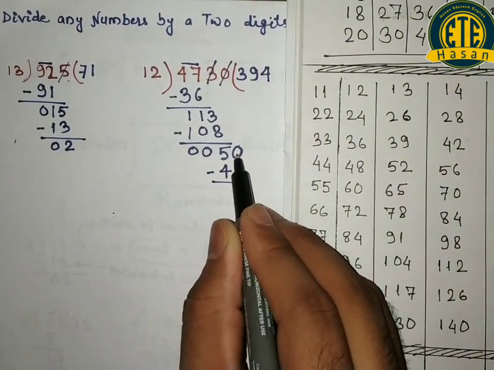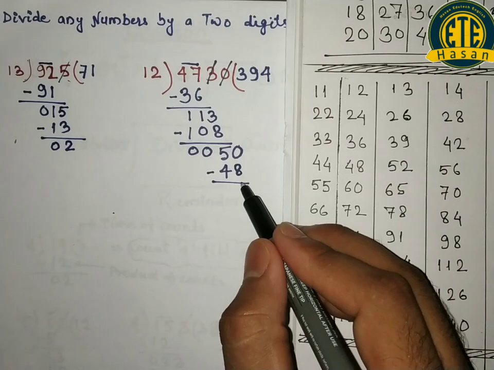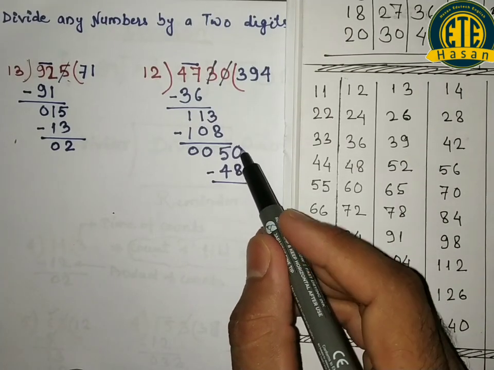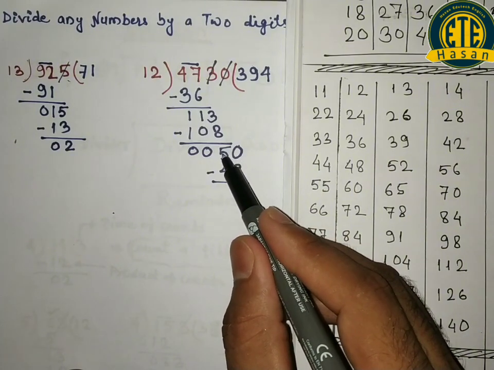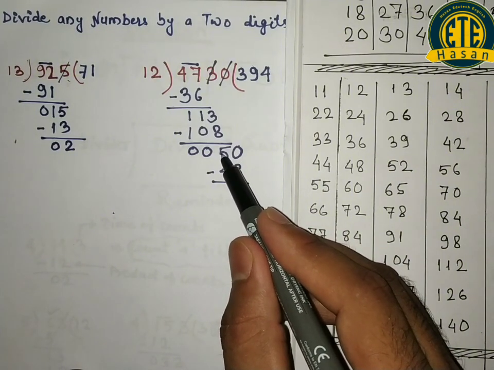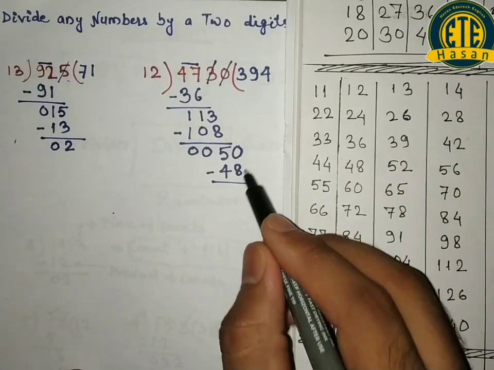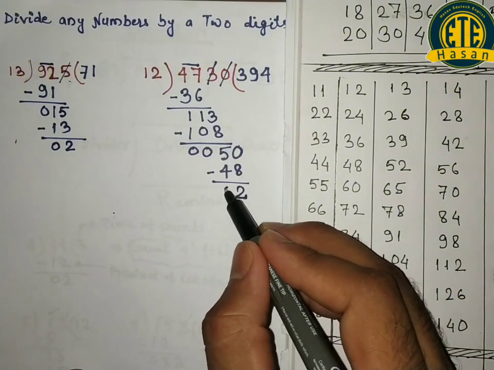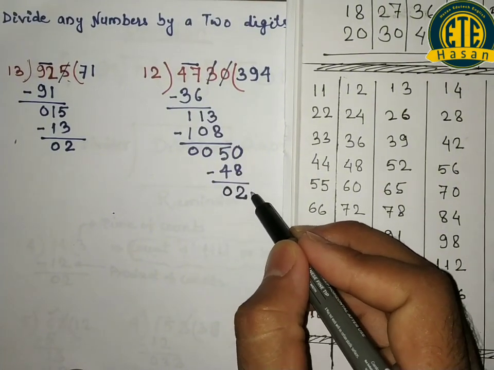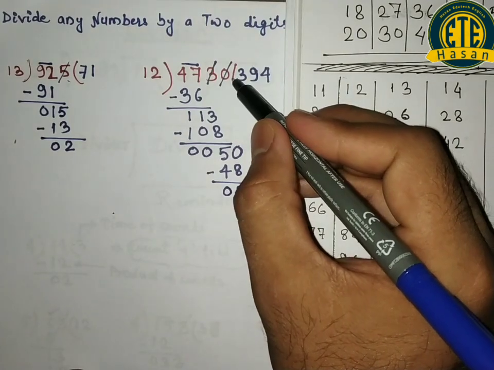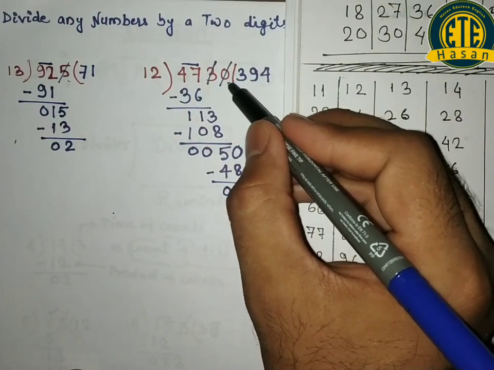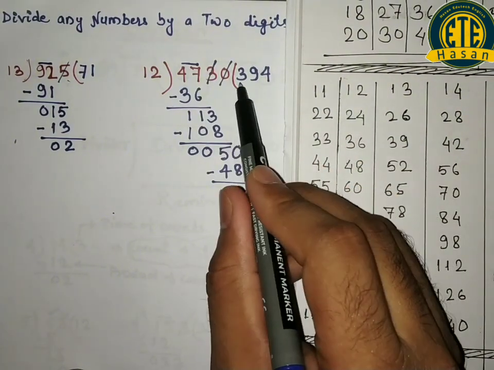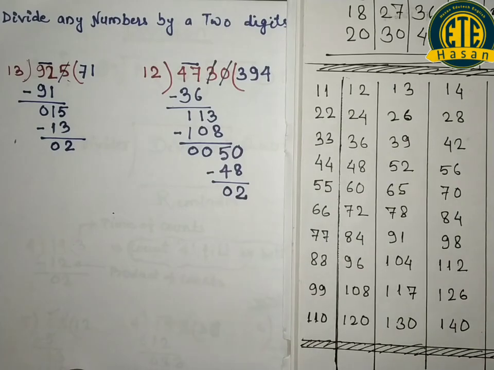Now subtract it. 0 minus 8. I can't subtract a bigger number from a smaller number, so 0 will take 1 carry from 5, and 5 will become 4, and 0 will become 10. 10 minus 8 will be 2, and 4 minus 4 will be 0. After subtracting, now I will write down our next number. Here there is no next number, so our answer is over. What we have got is quotient 394 with remainder 2.